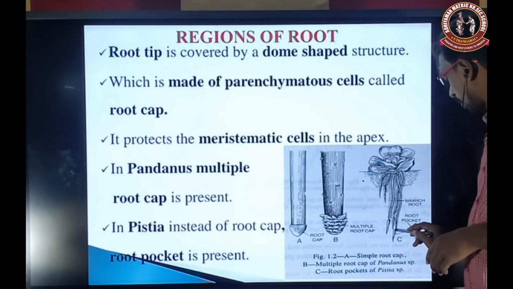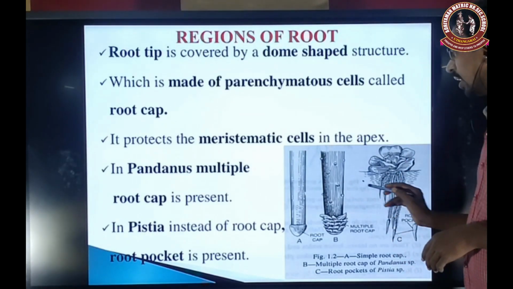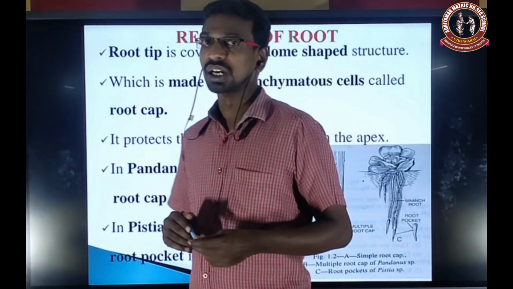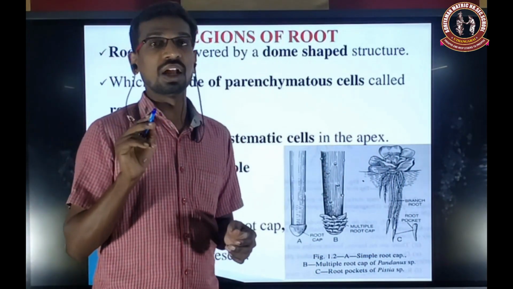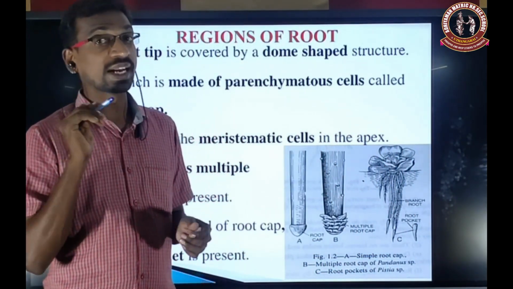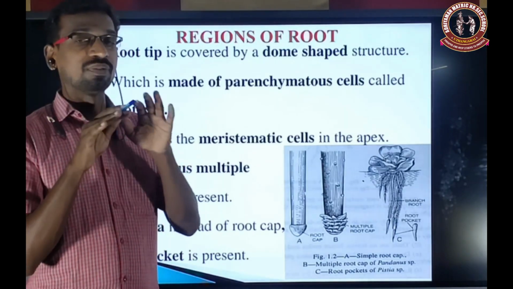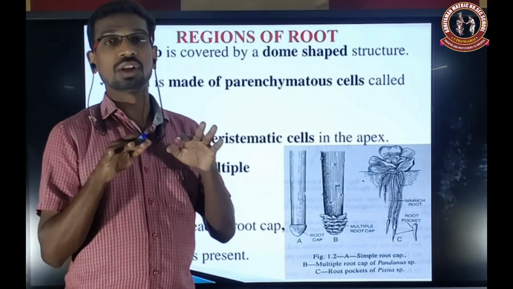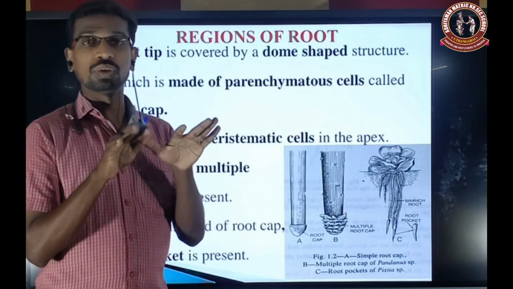So again, instead of root cap, root pocket. Because Pistia is a floating plant. Instead of root cap, what is present? Root pocket is present. It helps in balancing the plant on the water, because it is floating on the water, no?